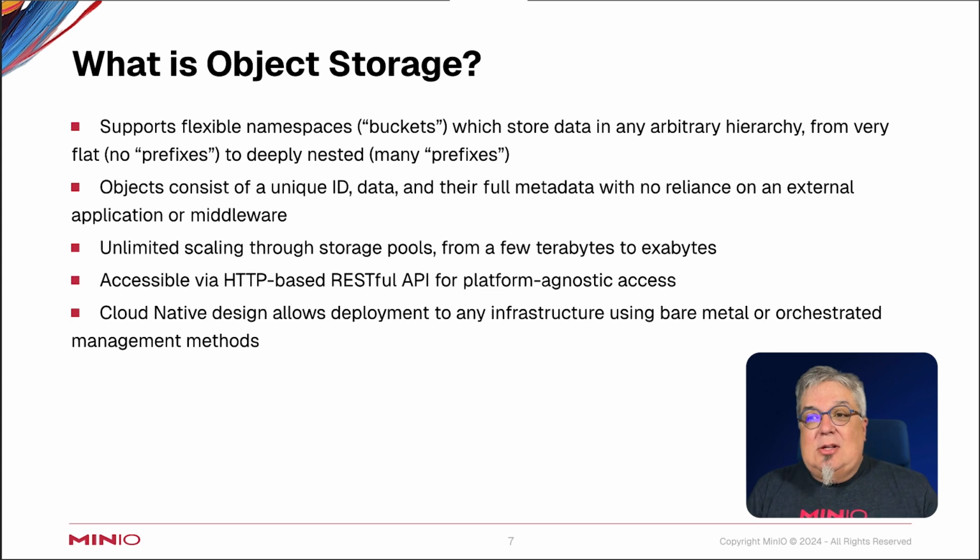As far as the object storage is concerned, it's just a way to find the object that you're looking for. The object itself consists of a unique ID. Generally speaking, it's the name of the object that's the unique ID. And then we have the data and also their full metadata, and that's all stored in the blob. So there's no reliance on any external applications or any middleware or anything to determine what an object is. You can store all that information with the object. You can have multiple storage pools, so you can actually have scaling of your object storage from terabytes up to exabytes. You can have a huge amount of storage available, and this is all accessible via an HTTP-based RESTful API.